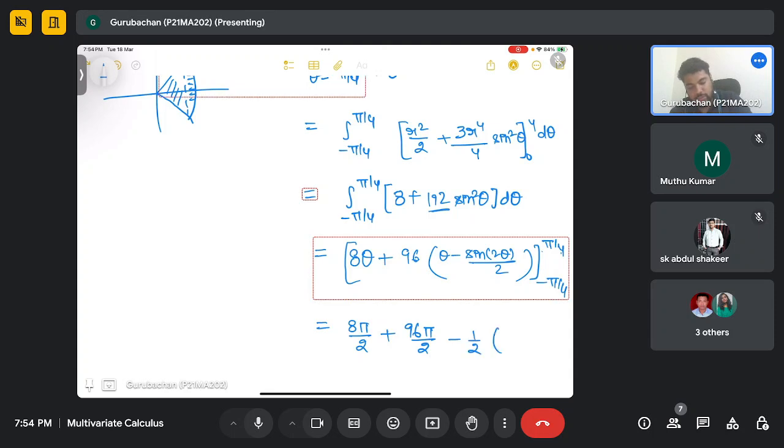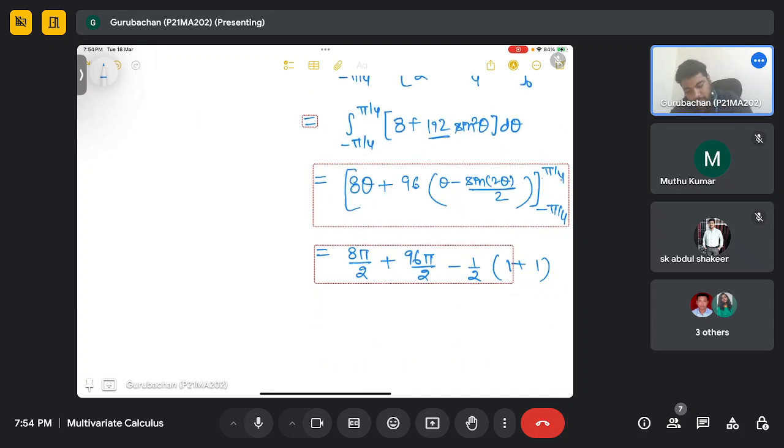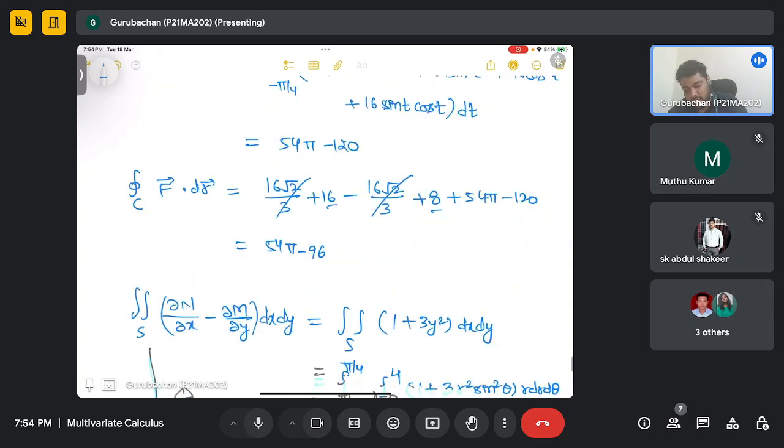Sine pi by 2 is 1, am I right? And cos or minus sine minus pi by 2 is again minus 1, so minus minus will be plus. And 96 is also there in the whole multiplication, so it will be 96. So this will give you 4 and 4 and this divide by this 96, 48. 48 plus 4 will be 52 pi minus 96.